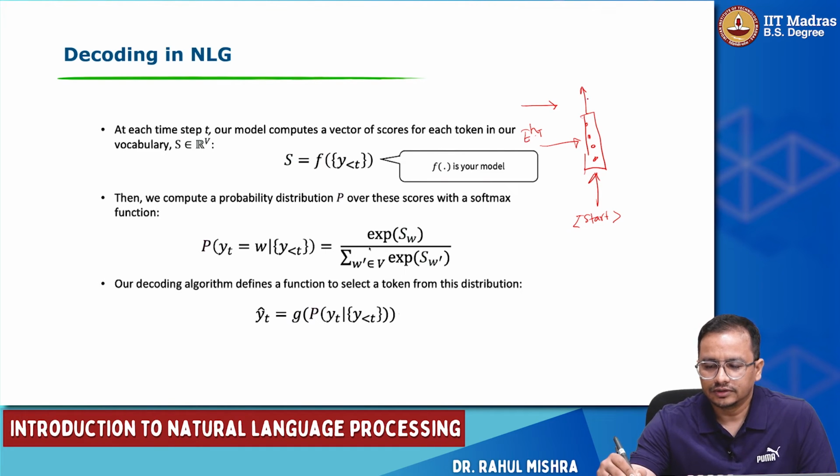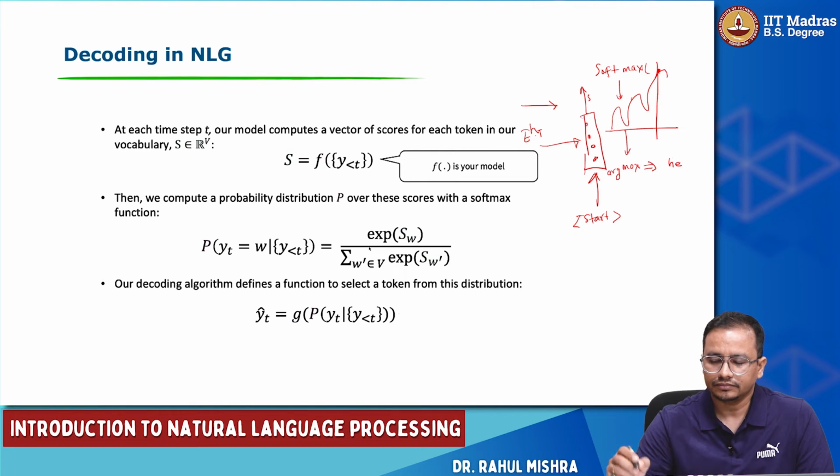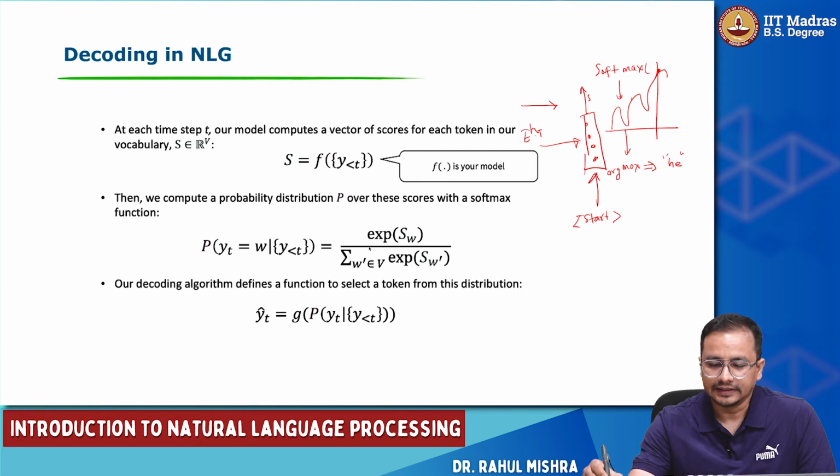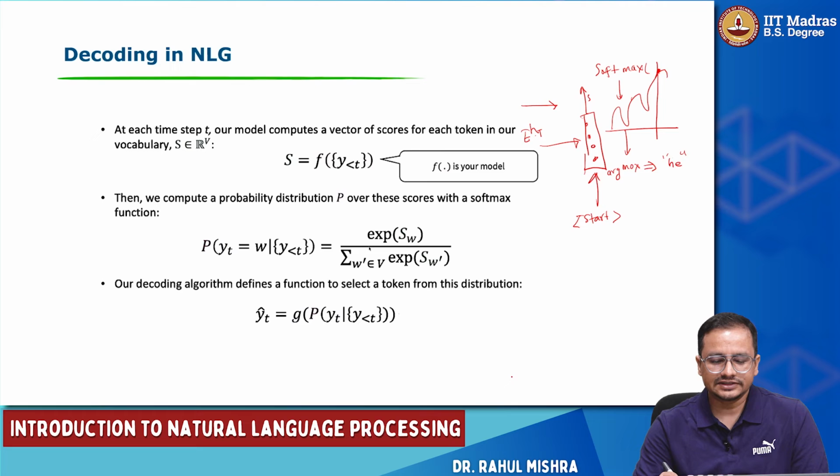So what you need to do, the logits you will get here, you need to apply the softmax. You will get the probability distribution, and from this probability distribution we will take the max value. Let's say it is here somewhere. So you get the argmax, and you get the maximum probability word as he. So that is what we have already seen, and this strategy is called greedy decoding. So that's what is happening here.